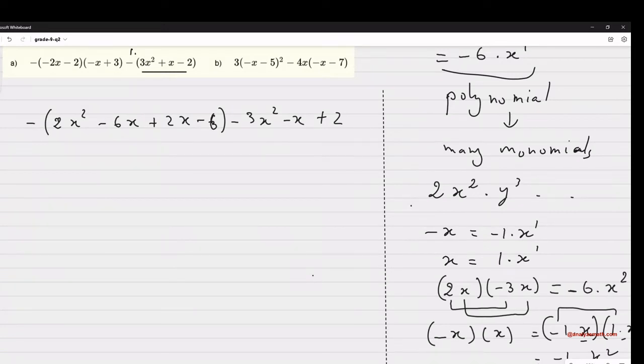Again, here there is a negative sign. I can say this is a negative 1, and then I multiply 1 by 1. Good. So negative 1 by 2x squared, negative 2x squared.